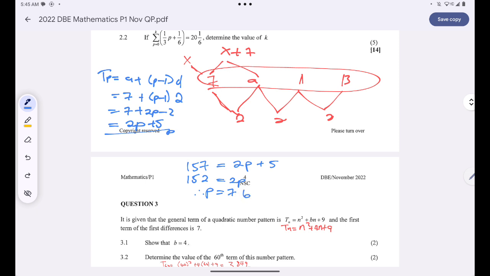P is equal to 76. So please check here, guys. In our sequence, the first term of the first difference will be between T1 and T2. The second term will be between T2 and T3. The third term of the first difference will be between T3 and T4. The fourth term will be between T4 and T5. That means the 76th term will be between T76 and T77.